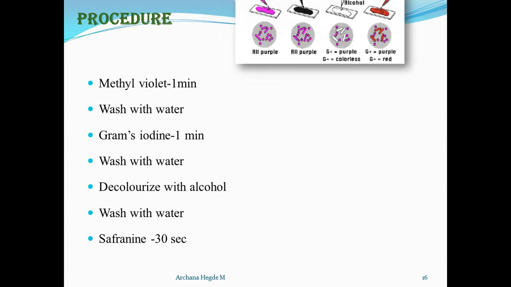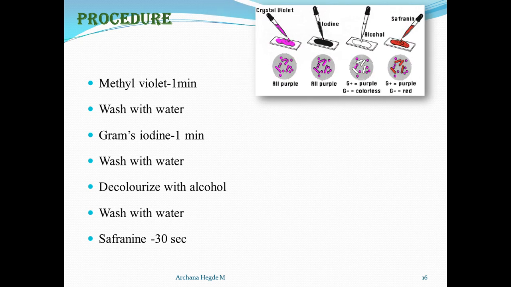Coming to the procedure. Gram staining procedure. First, the smear is made over the glass slide using a loop with a 24 or 48 hour culture, and methylene blue stain is added over the slide as you can see in this picture.